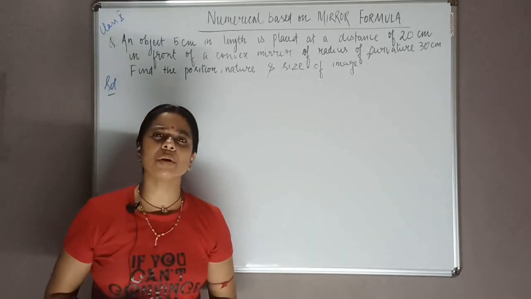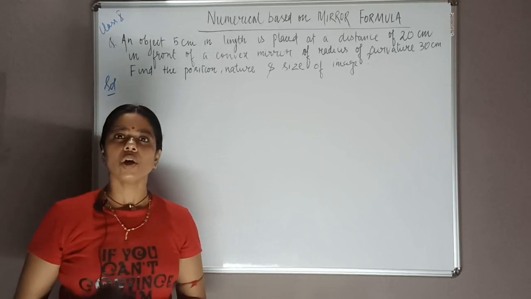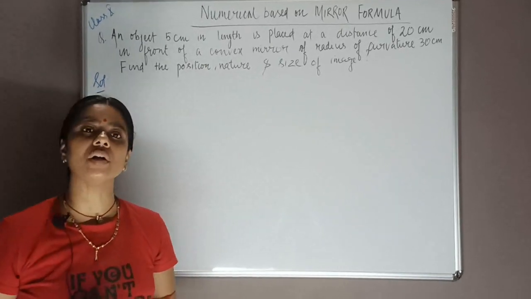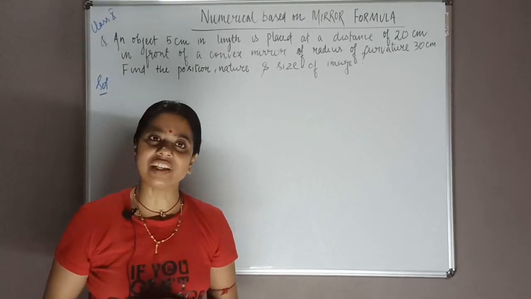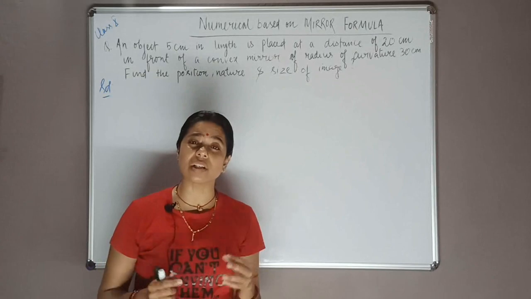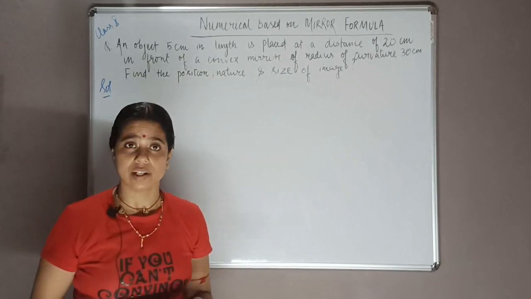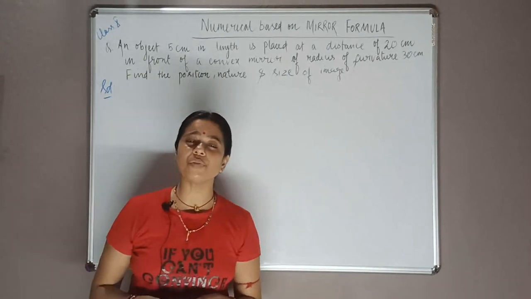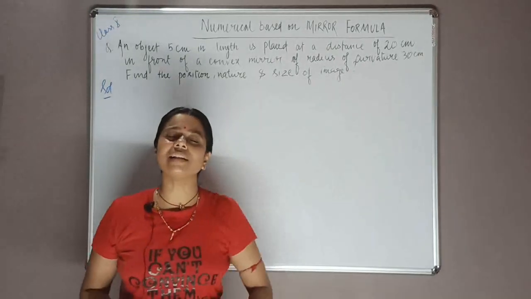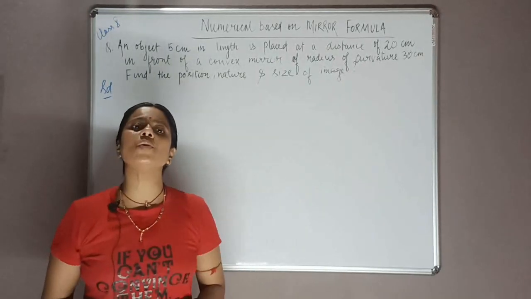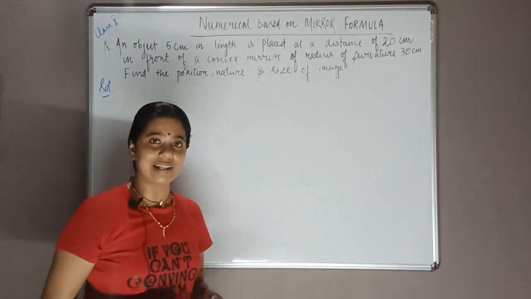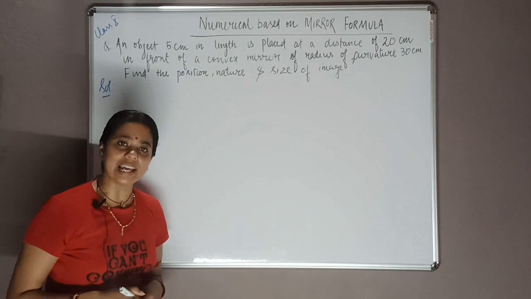We have studied the sign convention and what signs are implied on F, U and V, that is, the focal length, image distance and object distance, while solving. Now in this section of the video we will solve one question so that it is clear when and how to use the signs in the variables, that is U, V and F.